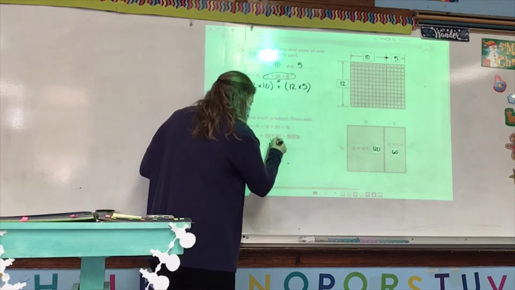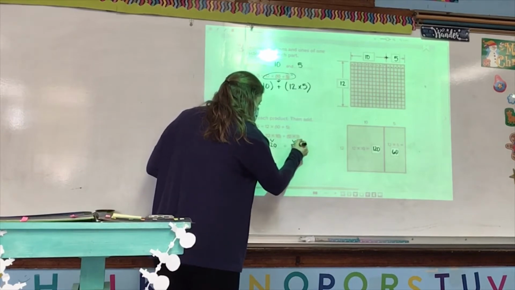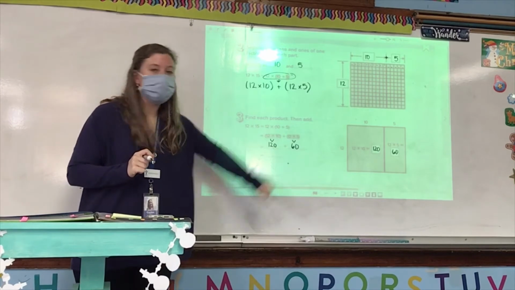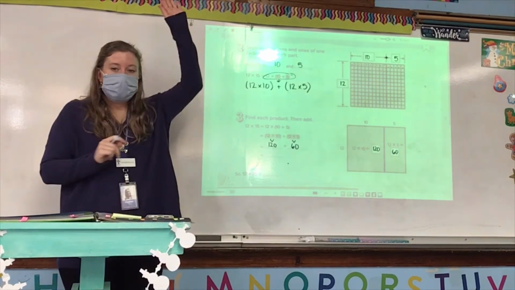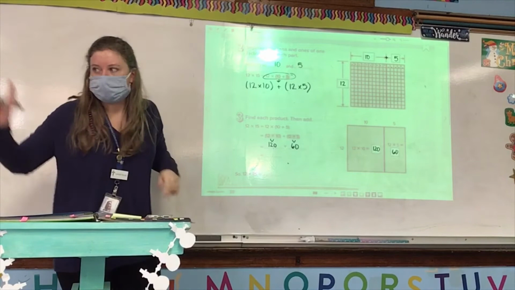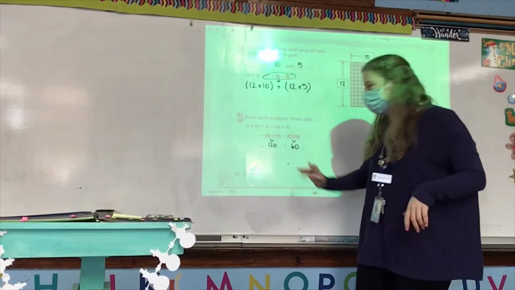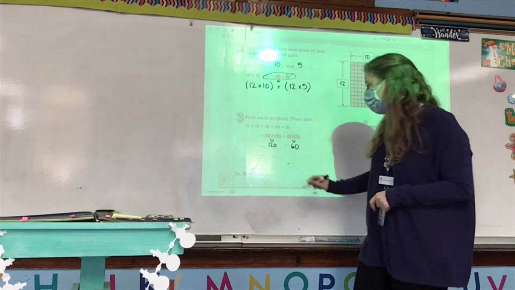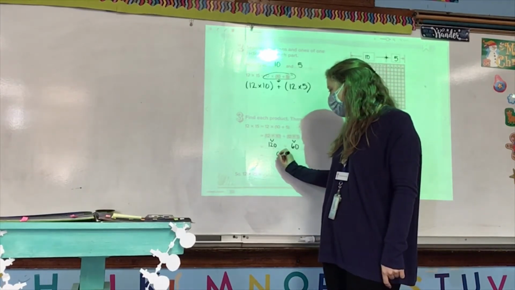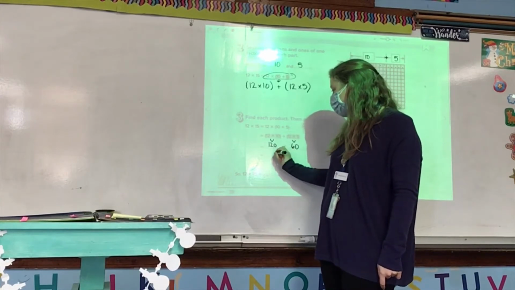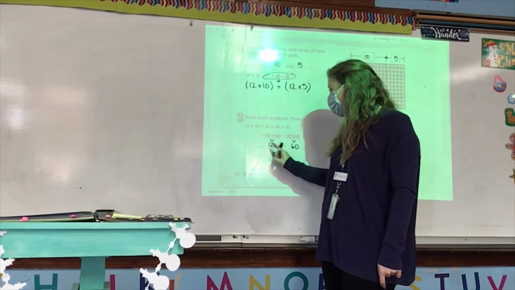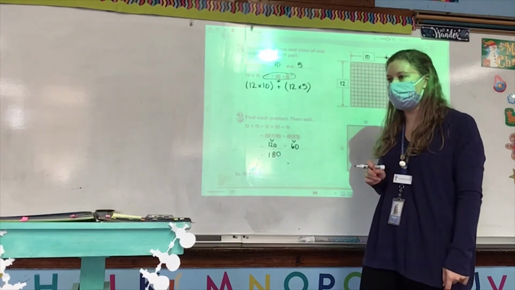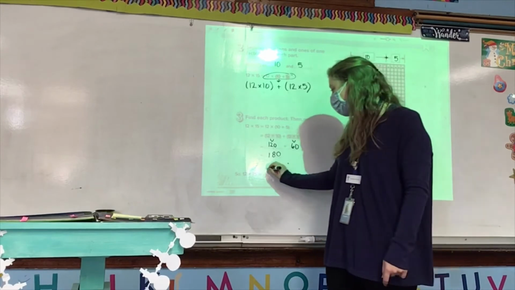So 12 times 10 we know is 120. 12 times 5 we know is 60. So now we just need to add 120 plus 60. Who can help me out with 120 plus 60? Kingston, do we need to set this up and down? Are we going to have to regroup anywhere? No. So let's add the ones. 0 plus 0. Add the 10s, 2 plus 6, 8. Add the hundreds, 1 plus nothing, 1. So that means 12 times 15 is what, Kingston? 180.